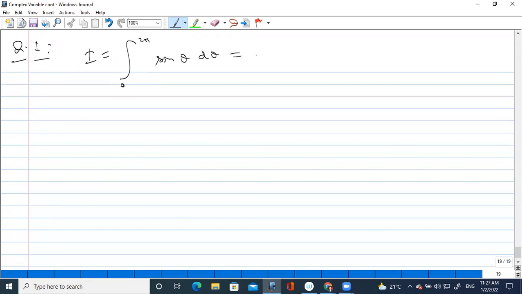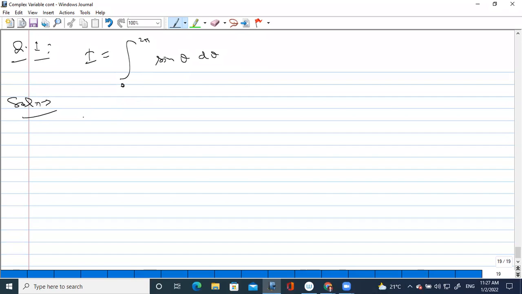Sin theta d theta, we have to show what that is. Because sin theta is an odd function, the integral from 0 to 2 pi of an odd function will always be 0. I know that, but I want to use this method to go through what the method is.